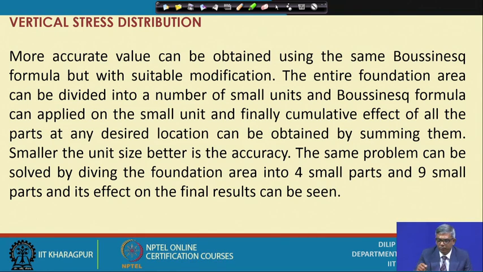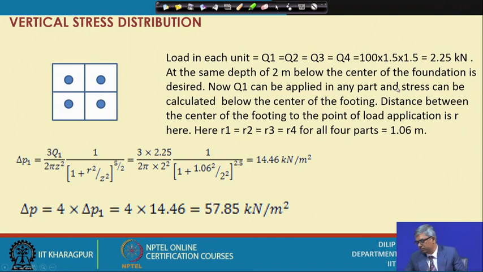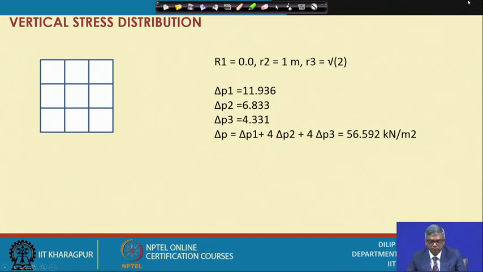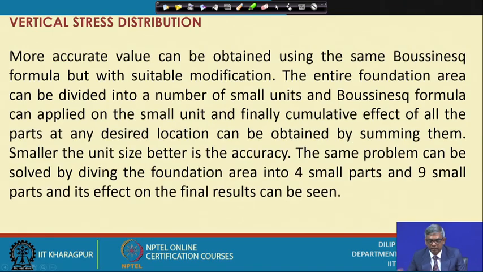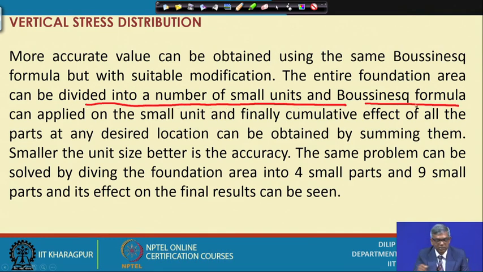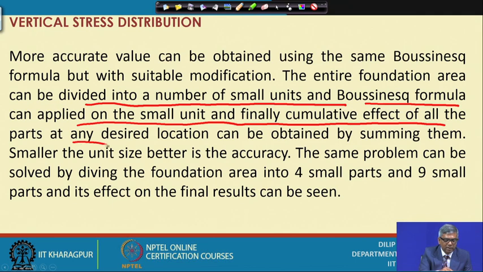Now, we can do a minor modification. Suppose the entire foundation area can be divided into a number of small units, and the Boussinesq formula can be applied on each small unit, and finally the cumulative effect of all parts at any desired location can be obtained by summing them.